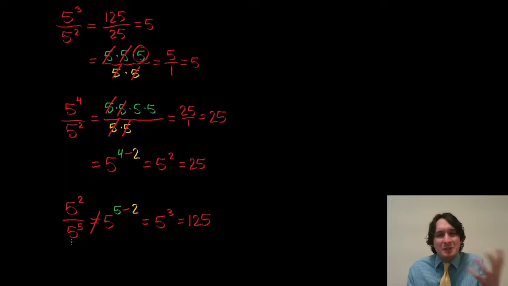5 to the power of 5 is bigger than 5 to the power of 2. How could I get 125 from dividing a small number by a big number? It just doesn't make sense. You can't do that. And so the mistake here is switching them around.